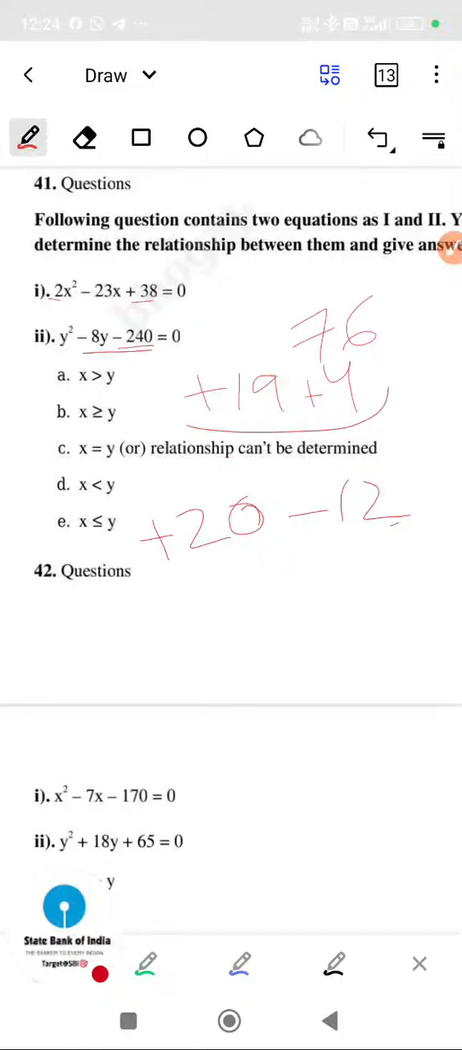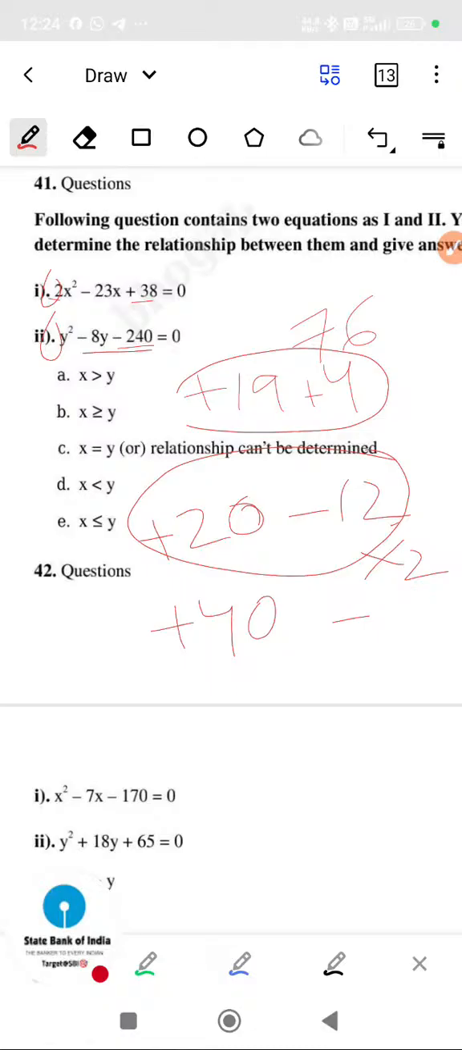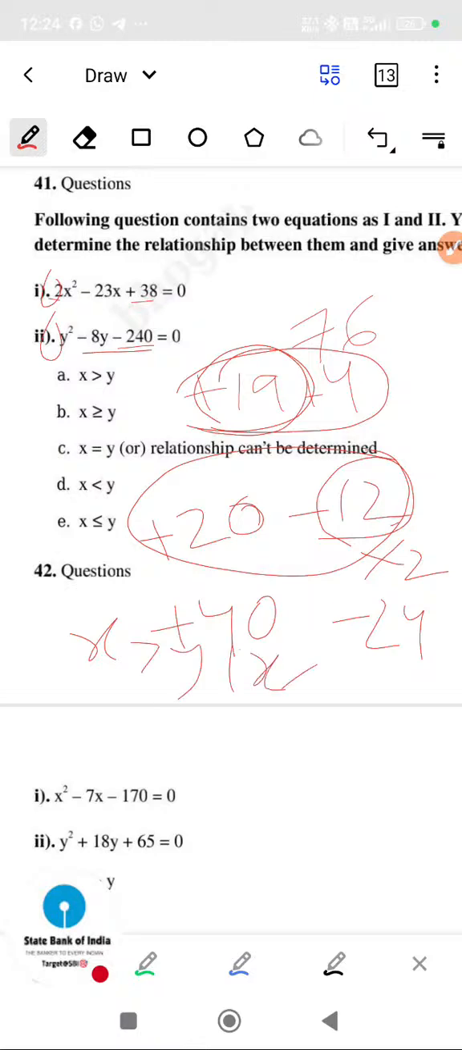Now comparing these two, before comparing, the bases are not equal. So to make the bases equal we need to multiply the second equation with 2. We get plus 40 and minus 24. Now by comparing these two, 19 is lesser than x and 12 is lesser than x. So we get both x greater than y and x lesser than y. So no relation can be established for this equation. Option C is the answer for this question.